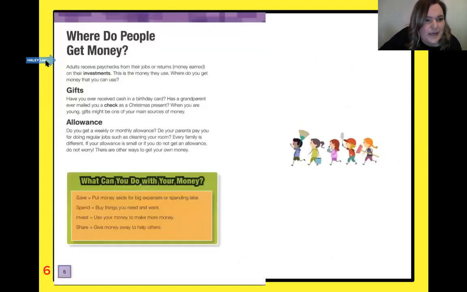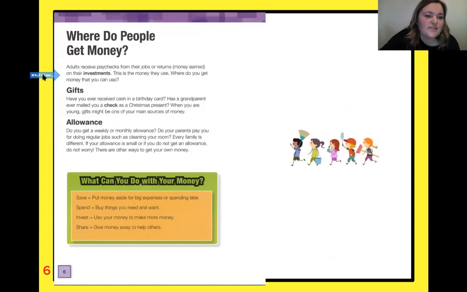So where do people get money? Adults receive paychecks from their jobs or returns, money earned on their investments. This is the money they use. Where do you get money that you can use? So as a kid, where can you guys get money?